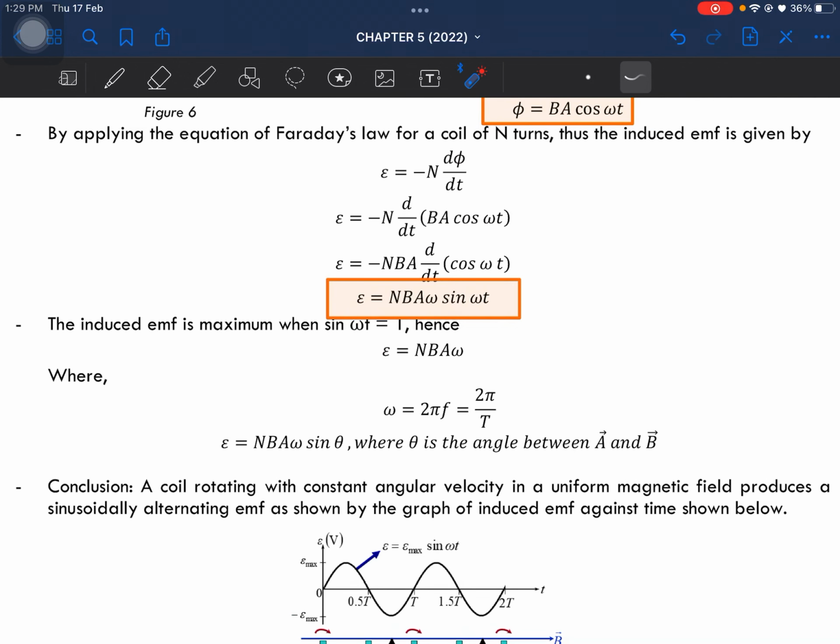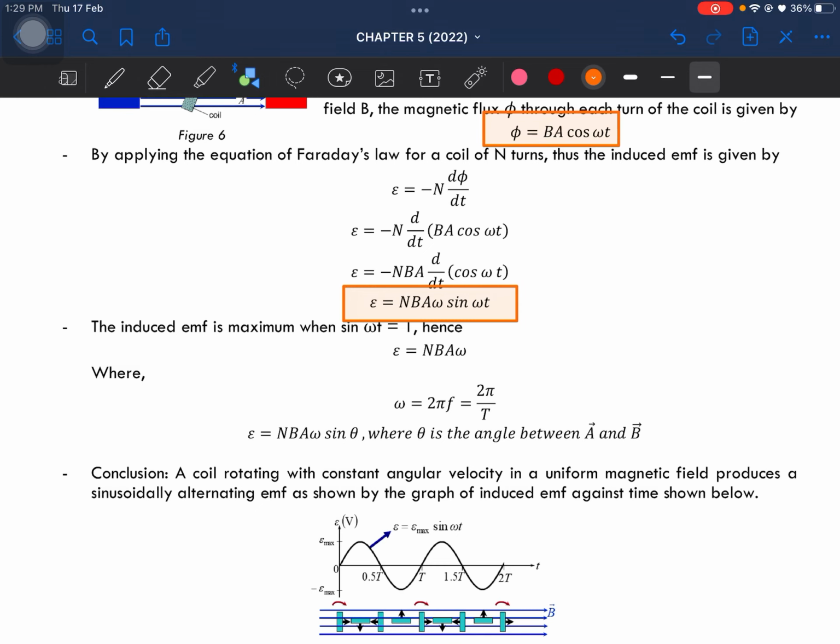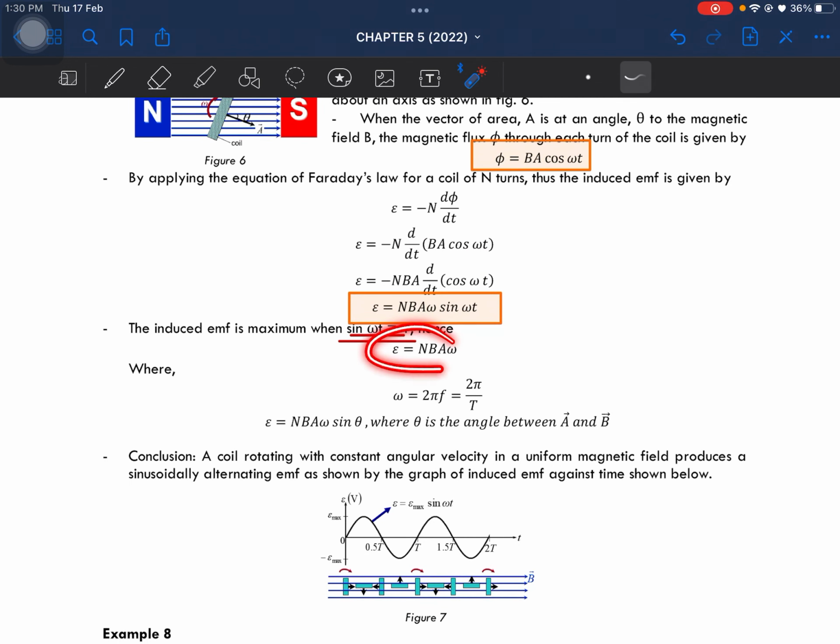Okay, now the induced EMF will be at a maximum when sine omega t here is equal to 1. Hence, we can then obtain EMF = NBA omega. This is at a maximum. Okay, if the question asks to calculate the maximum induced EMF, you just directly use this equation. Okay, where omega is equal to 2 pi f and 2 pi over T.